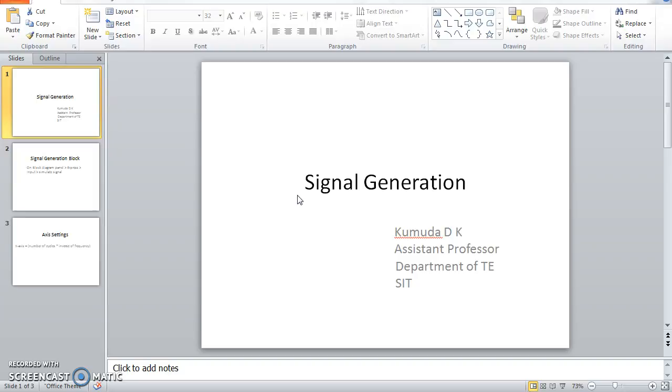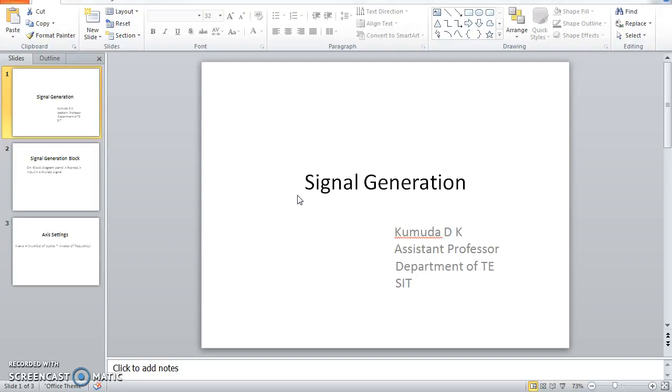If a signal has to be generated, the parameters to be specified would be the type of signal, amplitude, phase, frequency, offset, etc. You have done this in the AD kit, that is, waveform generation in the AD kit. So these parameters will be specified now to generate a signal.